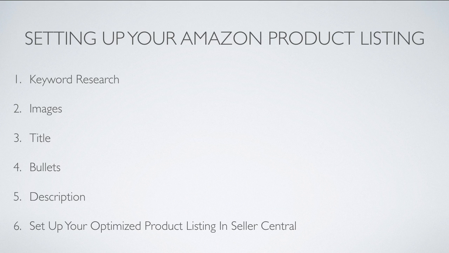So of course, the key elements of the product listing are 2 through 5. Number 1 is almost like a prerequisite to actually setting all 4 of those up. And then number 6 is basically once we have the title, the bullets and description and everything that we need, then number 6 is simply to put all of those together in the Seller Central account so that they show up on our listing.